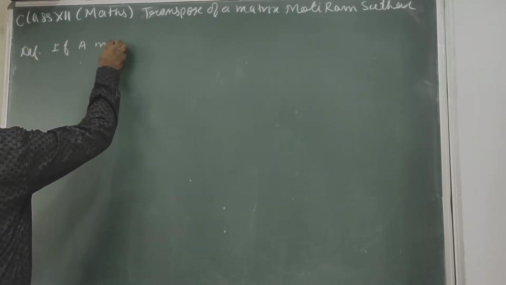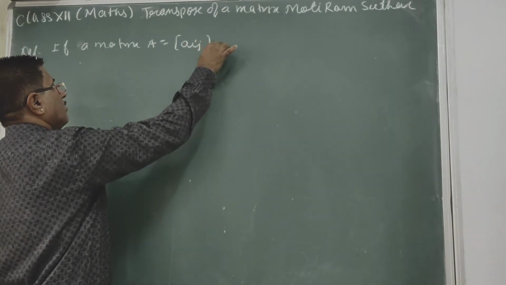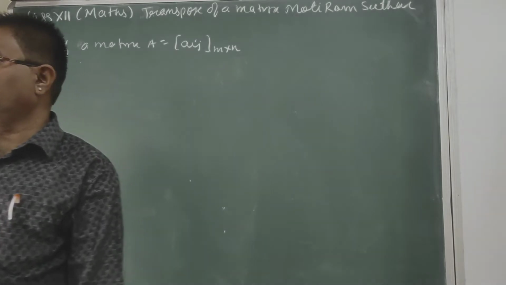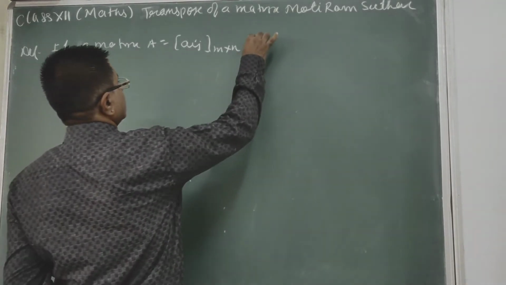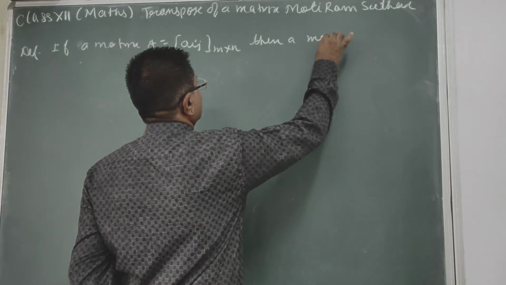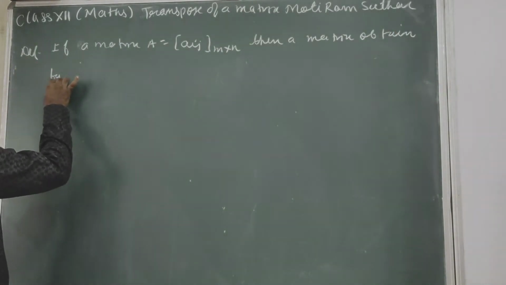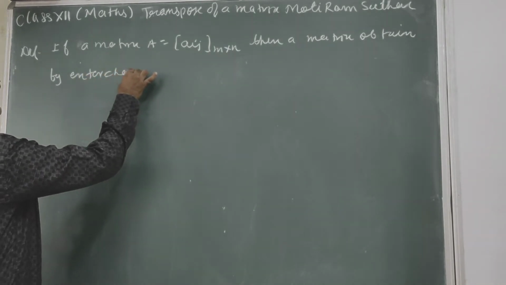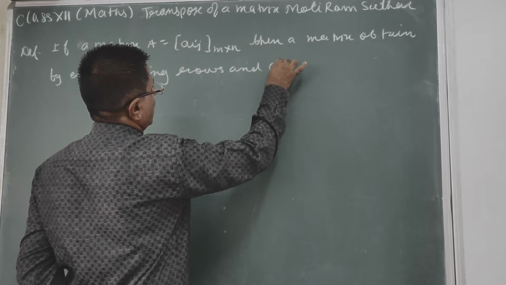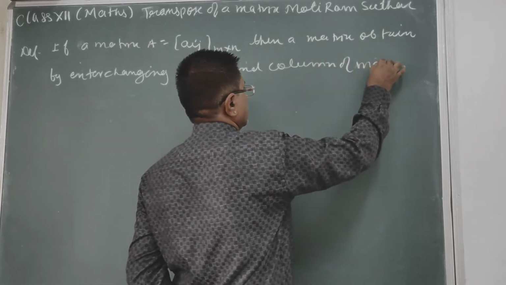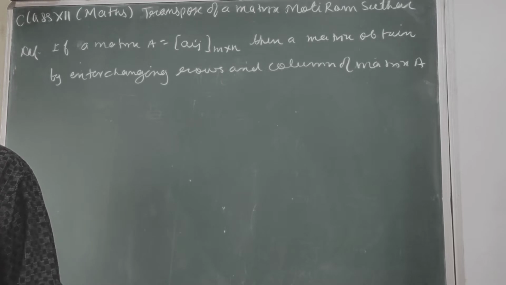If a matrix A is given by Aij of order m cross n, suppose we are given a matrix B of order m cross n, then the matrix obtained by interchanging the rows and columns of matrix B. If we are interchanging the rows and columns, clear?